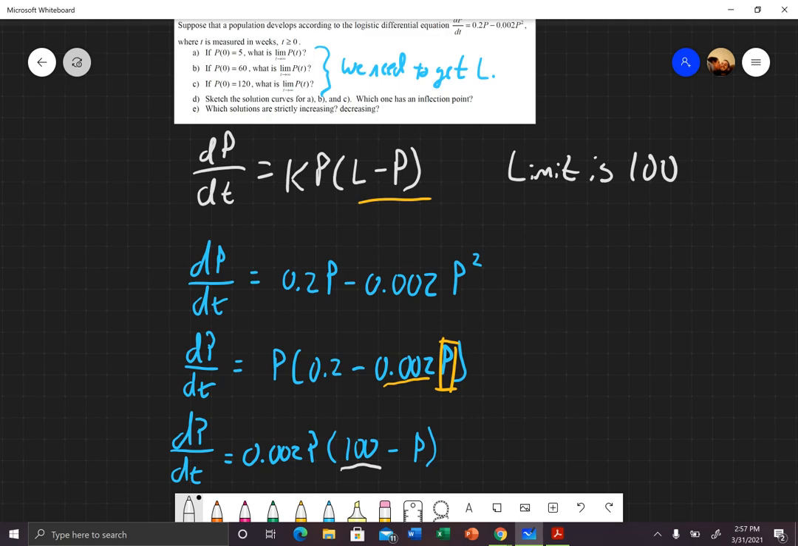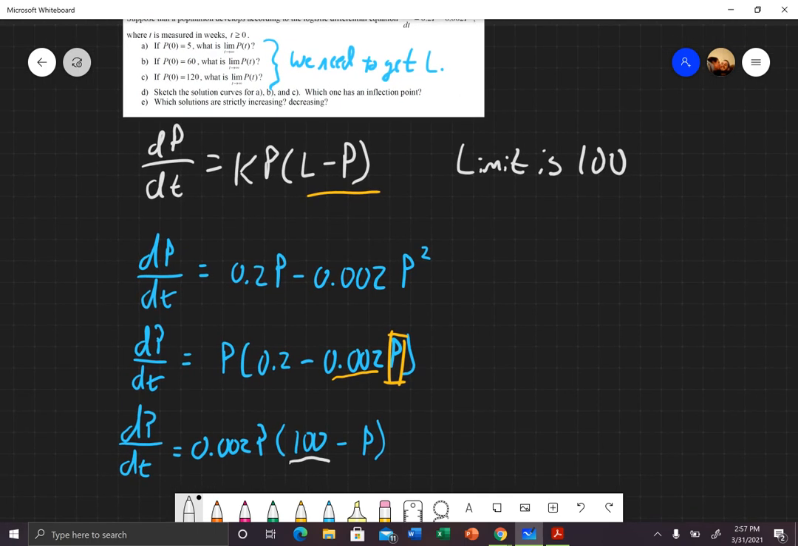Okay? So this is an interesting portion of the problem. What we're going to do is use this equation right here, this dP/dt equals 0.002P times 100 minus P. We needed that bit of information. In fact, we needed this limit of 100 bit of information, and we needed it so that we could get this inflection point.